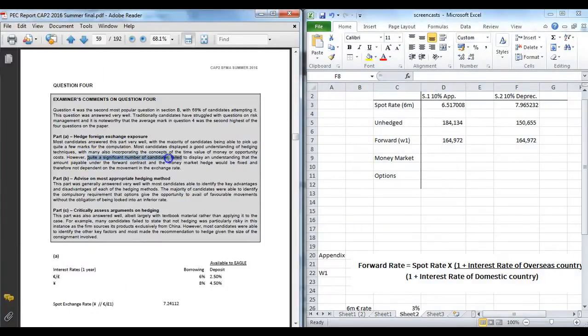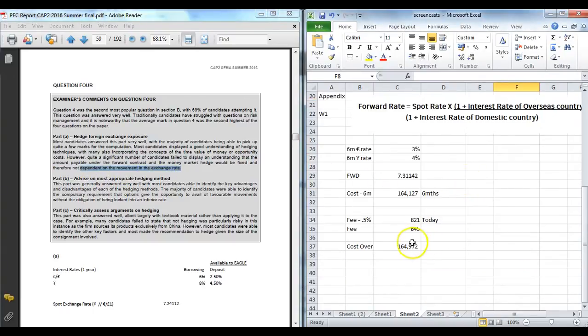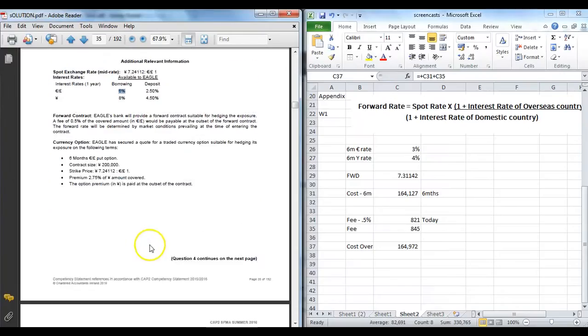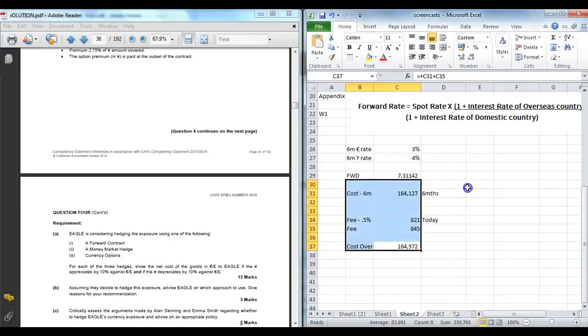Quite a significant number of candidates failed to display an understanding that the amount payable under the forward contract would be fixed and therefore not dependent on moving the exchange rates. Therefore, all a lot of students did was, here's the cost of forward, but that's not what you were asked. You were asked for what is the cost under both scenarios. Therefore, you need to show what it is under both scenarios.